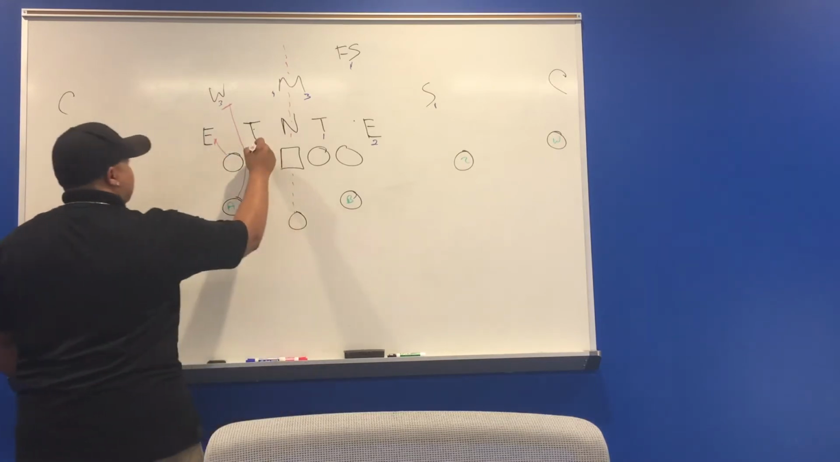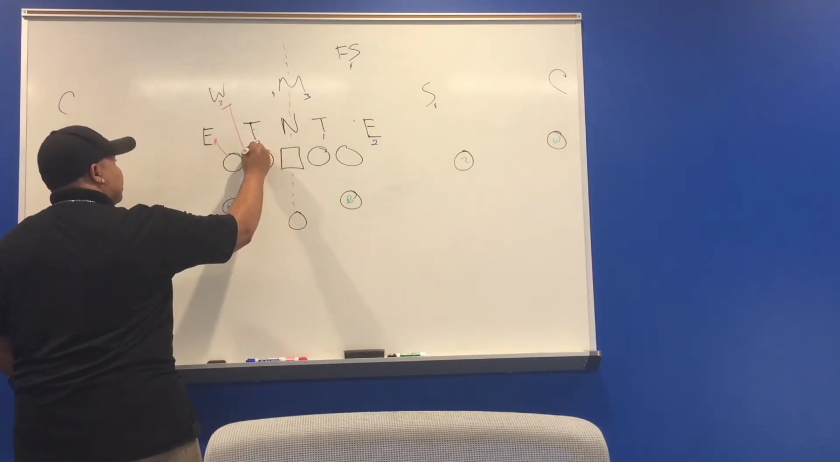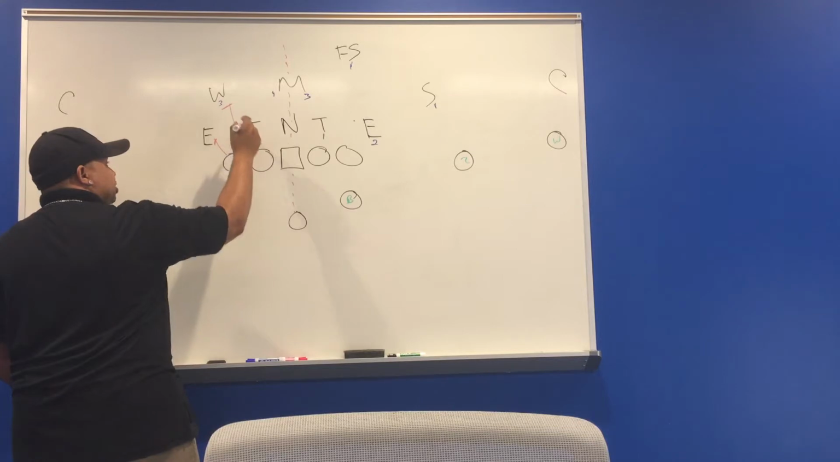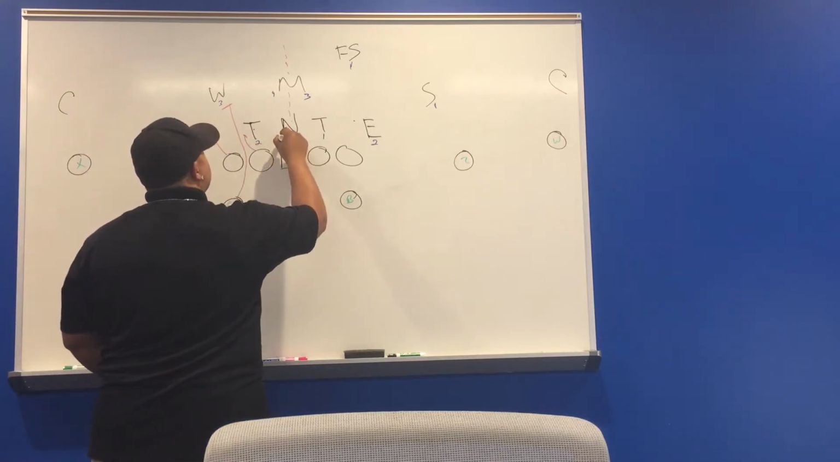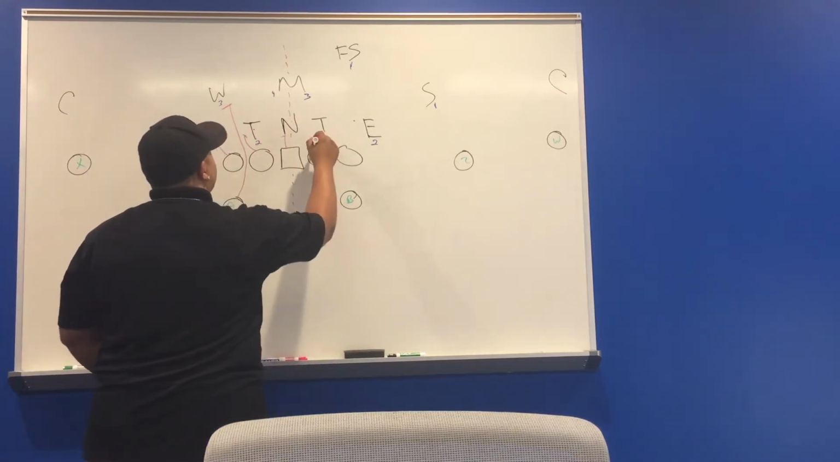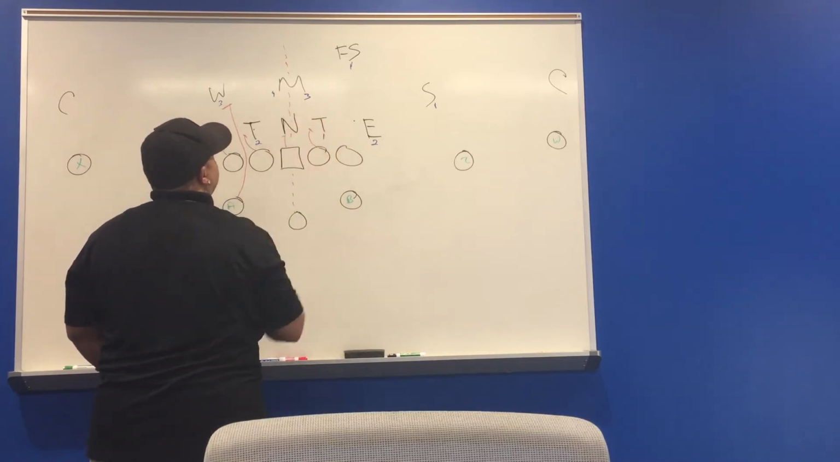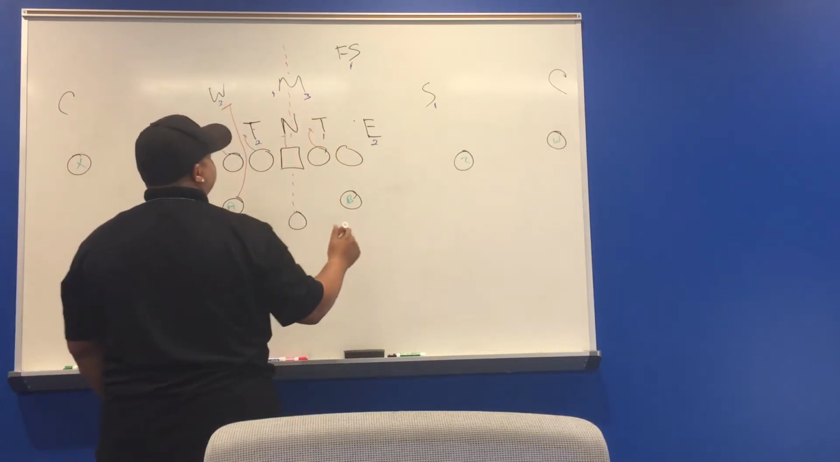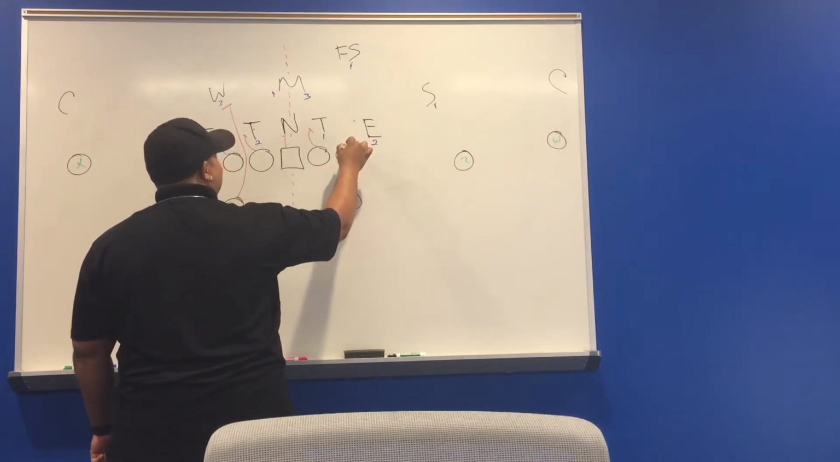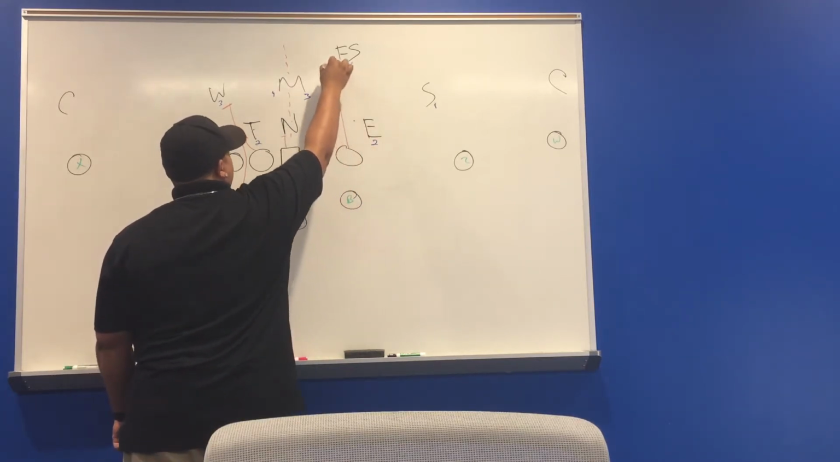All right? Play side guard. Again, you're attacking the outside shoulder. Okay, nose, take him where he wants to go. Backside guard. Okay, attack his inside shoulder. All right, backside tackle. Go get the free.